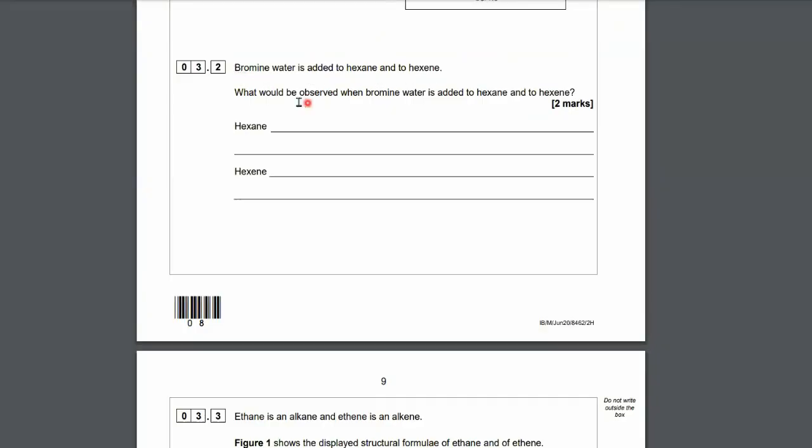3.2. Bromine water is added to hexane and hexene. What would be observed when bromine water is added to hexane and hexene?